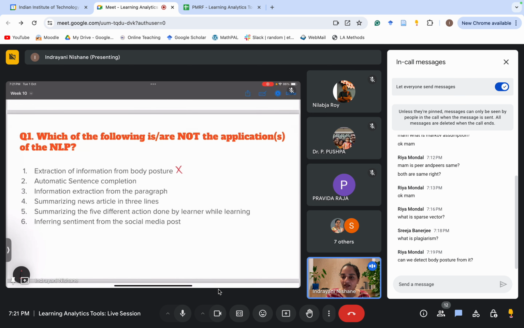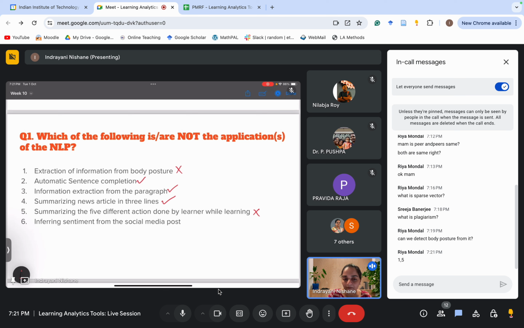Then automatic sentence completion is a function of NLP. Information extraction from a paragraph can be done using NLP. Summarization can be done using NLP. Summarizing 5 different actions done by learners while learning is not part of NLP, we cannot do this by NLP, because for this we need to process the log data. Then inferring sentiment from a social media post, of course, comes under the scope of NLP. So since the question asked is 'not', the correct answer is option 1 and option 5.